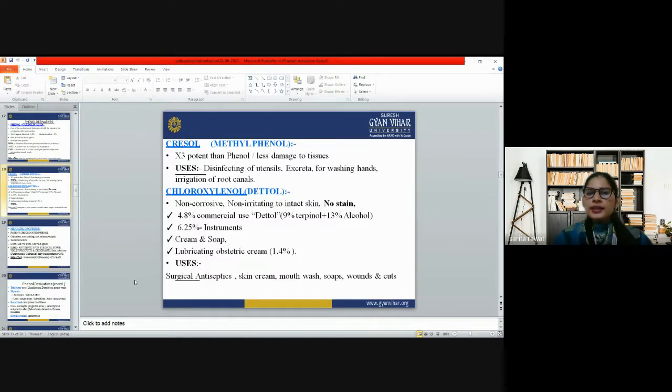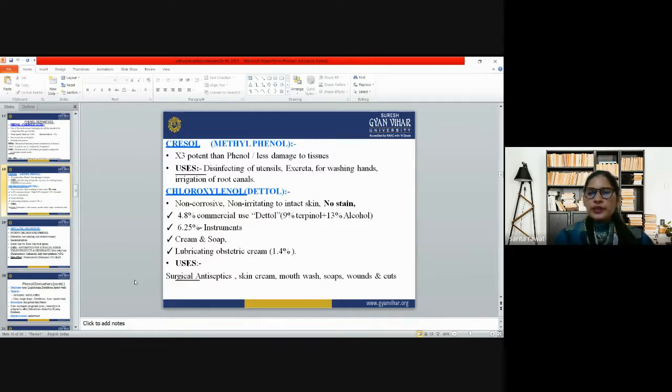Now, the second we have methylphenol, or cresol, which came as Lysol. It is more potent than phenol and causes less damage to the cell. Its uses include disinfecting utensils and excreta, washing hands, and irrigation of root canals. So it is widely used in that.